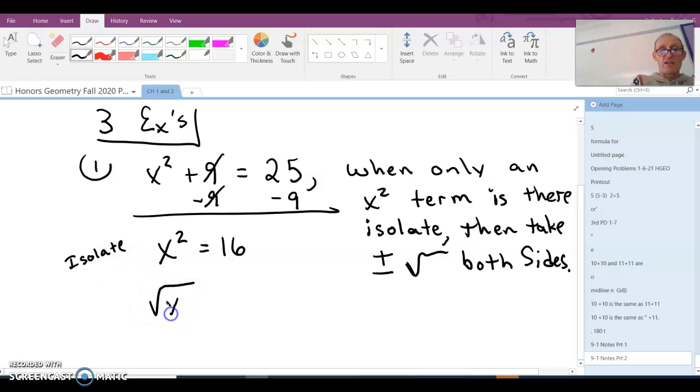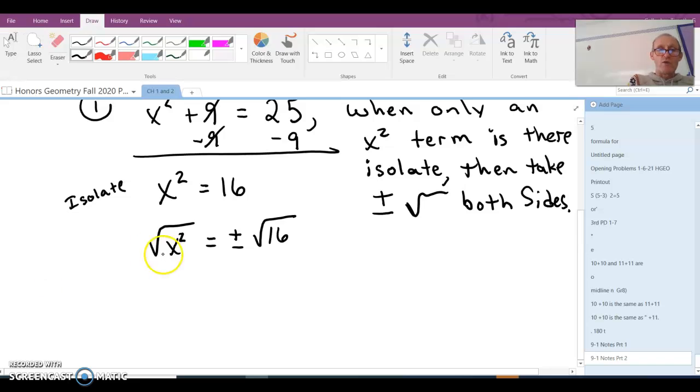And then I'm going to take the plus or minus square root of both sides. Plus or minus, because when you square a negative, you get a positive. So you have to include that negative for 16. My answer is 4. I'm thinking ahead. So now the square root of x squared is x, and the square root of 16 is 4. So x equals plus or minus 4. All right, so here I'm going to take the square root, and here I will simplify.